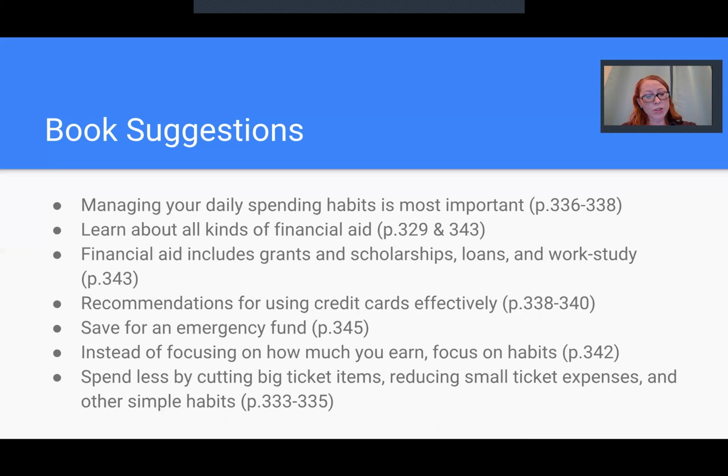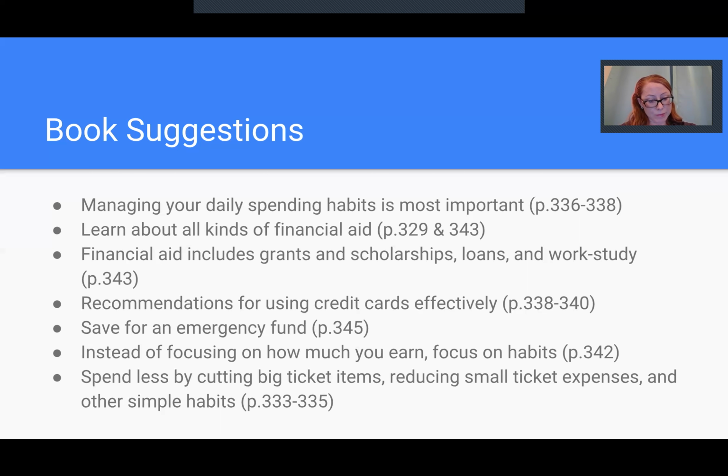So the next suggestion is to save for an emergency fund. It talks about this on page 345. It talks about how to save money, but this is the first most important suggestion that you do first before you start saving for other bigger items like long-term or large expenditures. An emergency fund is important for everybody, no matter what your situation, whether you're living with your family, living on your own, paying for school, financial aid. Everybody needs an emergency fund, which is just a savings where you can pull from if something happens.